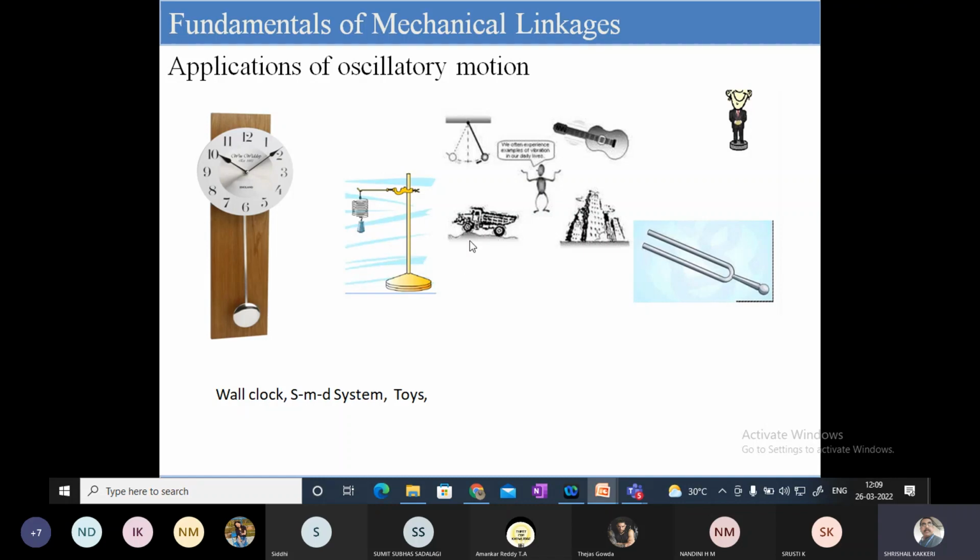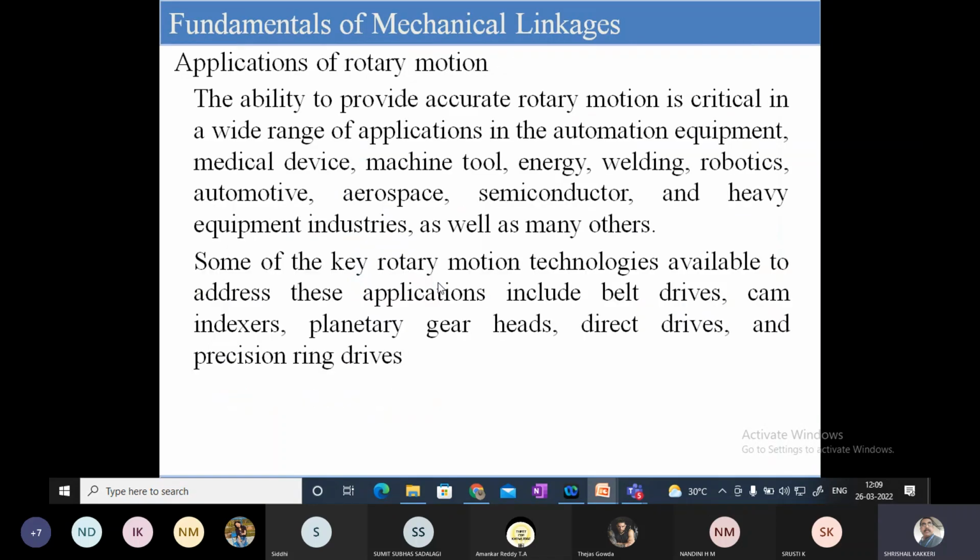And the spring mass damper system will be used for the suspension of your vehicles, vehicle suspension. Okay, it is also oscillatory. Okay, and under the musical instruments, okay, the toys. These are some of the important applications of the oscillatory motions. Okay, and about the rotary motion. Rotary in the sense what? Rotation. Output will be rotation.